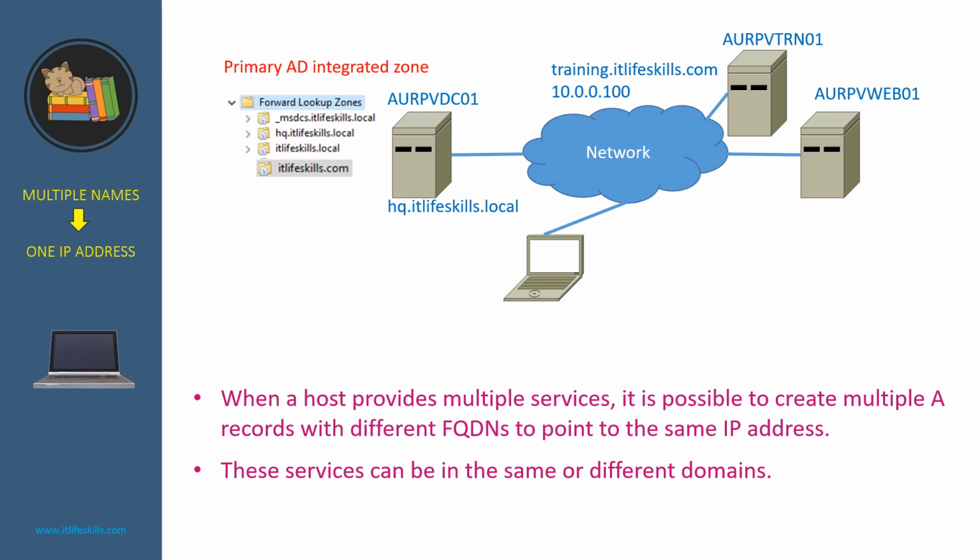For example, this OPV Web01 server provides multiple services for sales and CRM in itlifeskills.com and ciscoskills.us, so we can create multiple A records for the client to access. For example, sales.itlifeskills.com, crm.itlifeskills.com, and crm.ciscoskills.us. As you can see, these records point to the same IP address, 10.10.0.101.